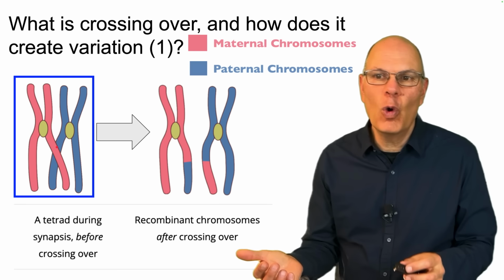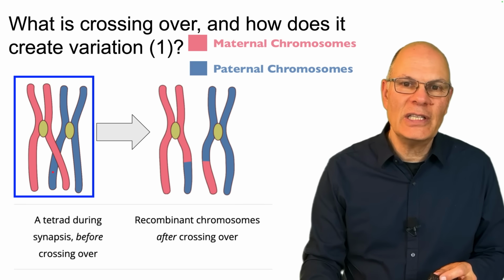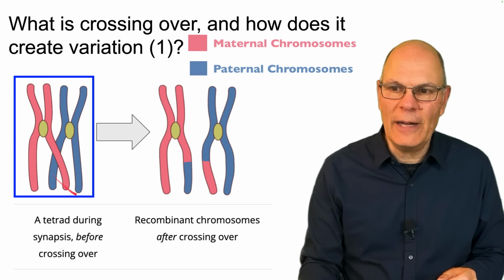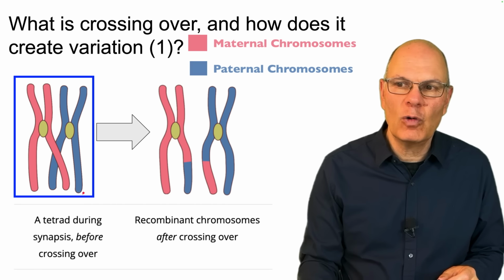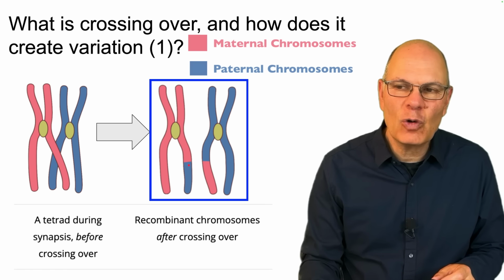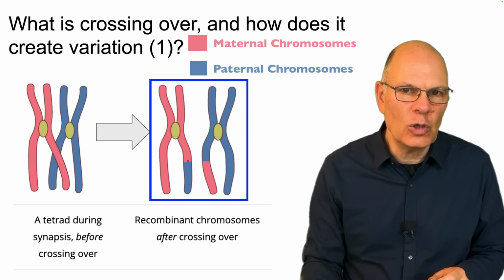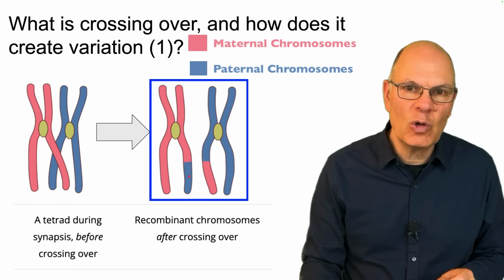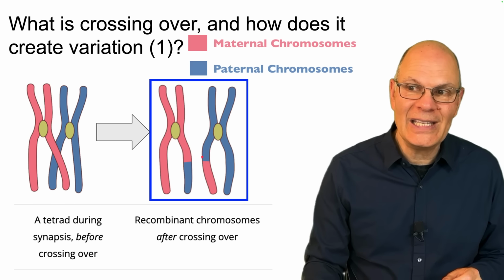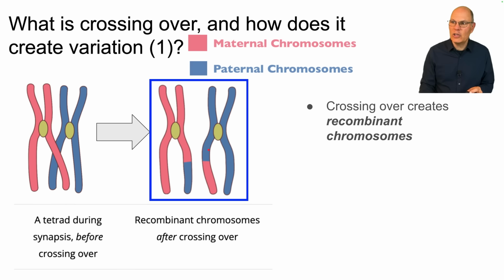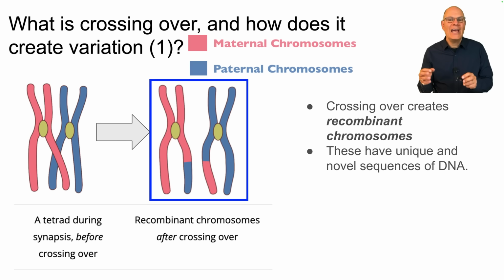The result is that you start like this. This array of 4 sister chromatids is called a tetrad. And so this is what it's like before crossing over. And then after crossing over, it's like this. Well, you'll notice this isn't really a maternal chromosome anymore. It's a maternal chromosome with a paternal piece. And the same thing for this one. So crossing over creates what's called recombinant chromosomes, and these have unique and novel sequences of DNA.